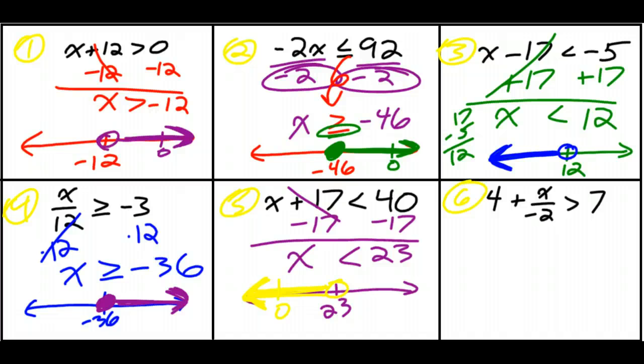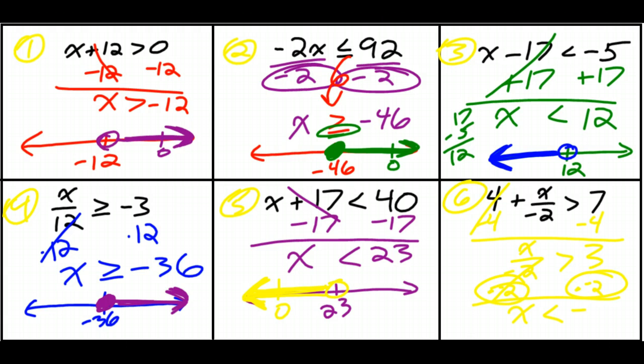And finally, number 6. Multi-step one here for you to look at, but the process is exactly the same. We're going to subtract 4 first, although you can multiply by -2 if you want. Remember to change the sign, and remember that it needs to multiply by -2 with the 4, the x over -2, and the 7. Everything gets multiplied. So we're going to take that away, get x over -2 is greater than 7 minus 4, is 3. Then we're going to multiply both sides by -2. Means we have to change the sign. X is less than, because we're multiplying by -2. X is less than -6.